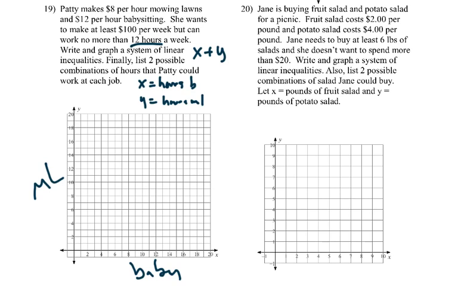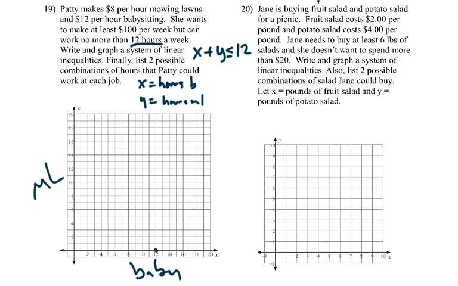Okay, so they could be equal to 12 hours, but couldn't be over 12 hours. So it'd have to be less than or equal to. Okay, so remembering how to graph these, think, well, what if she only did babysitting? If she only did babysitting, that would be finding the x-intercept, so y was 0, so x would equal 12, right?